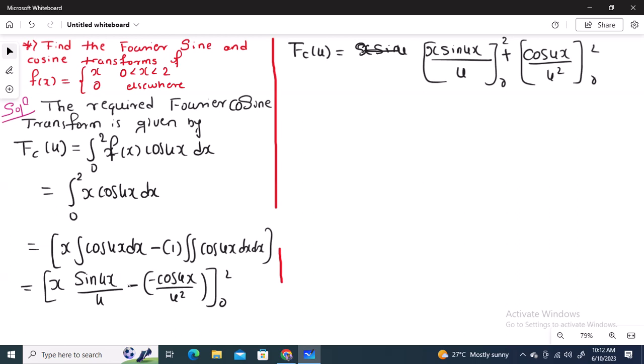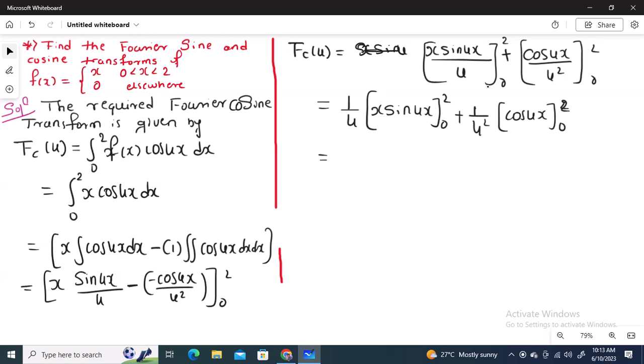So if we simplify that further again, this 1 by u is constant in the first term because the limit is applicable only for x term. So 1 by u take it outside, here 1 by u square you take it outside. So what we are left with, if I take 1 by u outside from the first term, it is x into sine ux between the limit 0 to 2, and here in the second step I'll take 1 by u square as common. So it is cos ux between the limit 0 to 2.